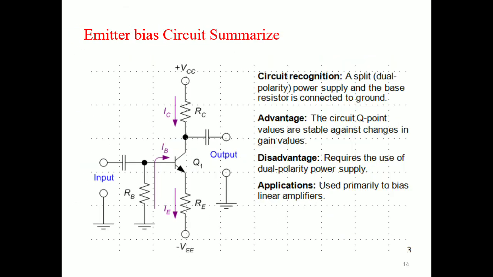To conclude, it is a dual power supply, and the base resistor is connected to the ground. That is very important in emitter bias, that is self biasing. The advantage is again that it gives stability against changes in the gain values. The disadvantage is that it requires a dual power supply, that is one minor disadvantage. In applications, again it is also used for linear applications, linear amplifiers.